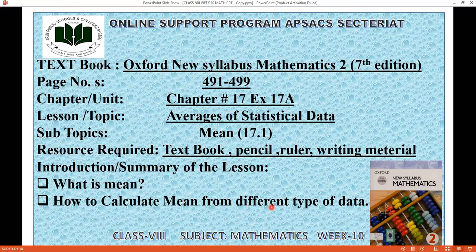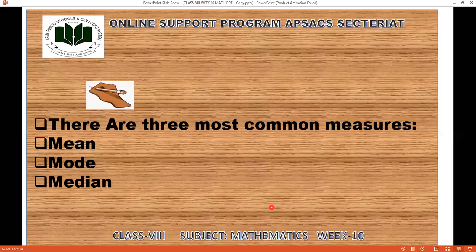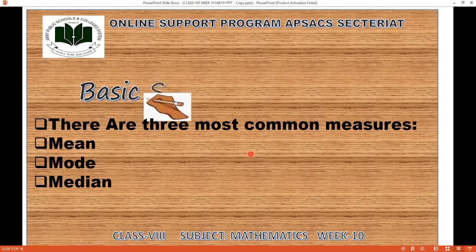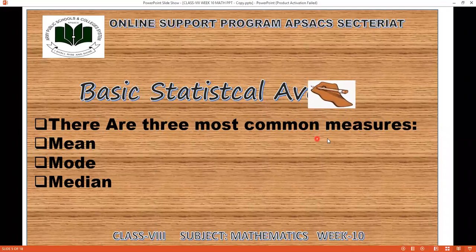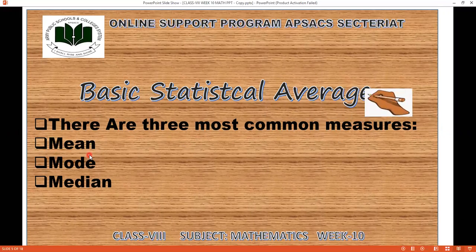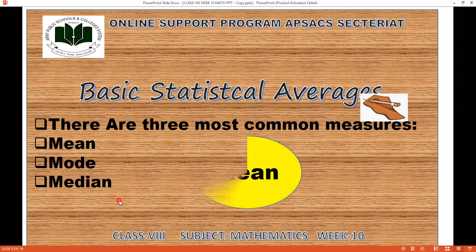Okay. Here we are having the recap or brainstorming of our previous lesson, that what we have done in the previous lesson. So we have done the basic statistical averages. We are going to discuss that there are three most common measures: mean, mode, and median. And the main agenda to discuss today is mean.